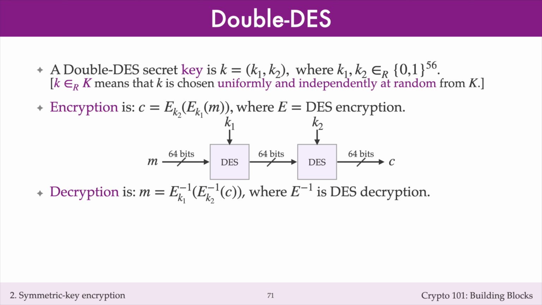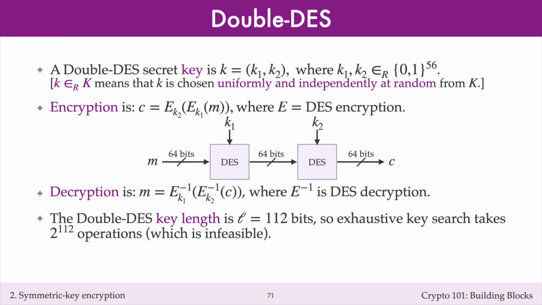To decrypt the ciphertext with double DES, C is first decrypted using single DES and the second single DES key K2, and then decrypted again using the first single DES key K1 to give back the original plaintext M. Note that the double DES key length is 112 bits, and so exhaustive key search takes 2 to the power 112 steps, which is infeasible. Note also that the block length of double DES is the same as that of DES, namely 64 bits.